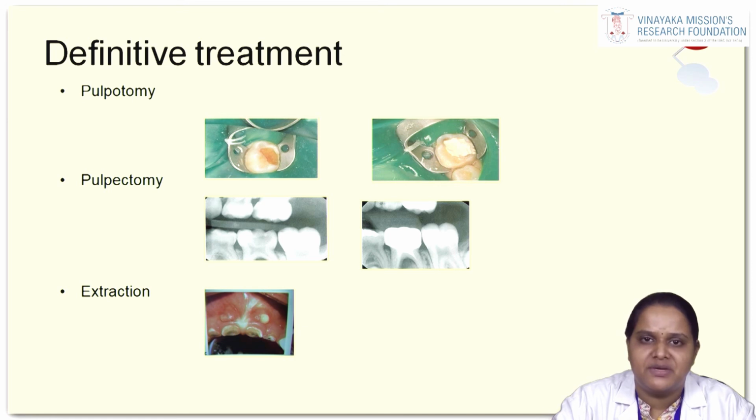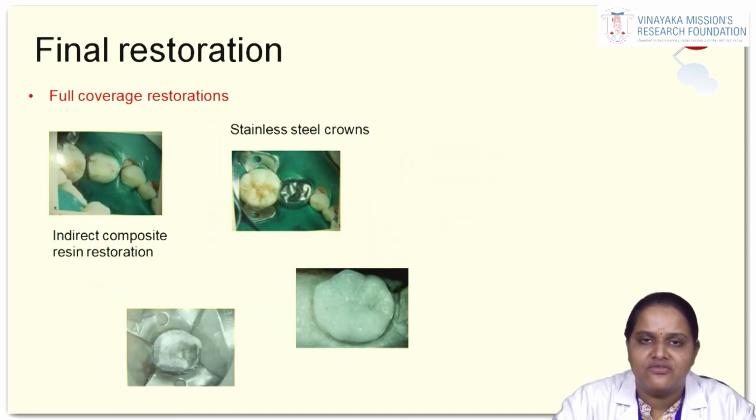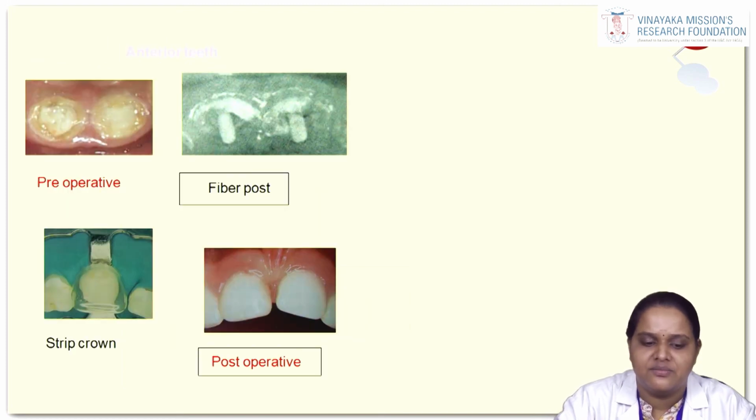All these pulpotomy and pulpectomy treated teeth should be restored with stainless steel crowns so that the teeth will have sufficient strength to withstand the masticatory forces. If the tooth is completely damaged with a continuous sinus opening and pus discharge, where you can't restore the tooth, the only option left is extraction. So what are the kinds of full restorations that we can go ahead with in pulpectomy or pulpotomy treated teeth? The full coverage restoration mainly involves stainless steel crowns, or, for aesthetic concern, zirconia crowns, or indirect composite resin restorations can also be done in case of a wide cavity.